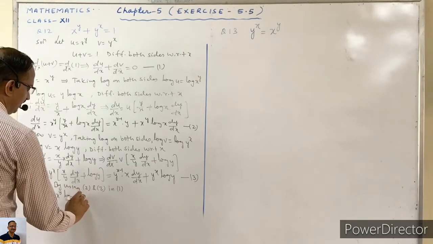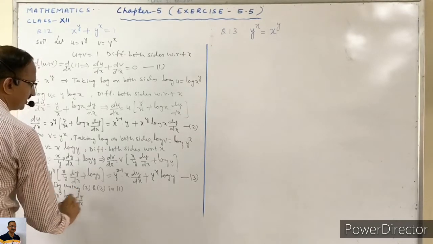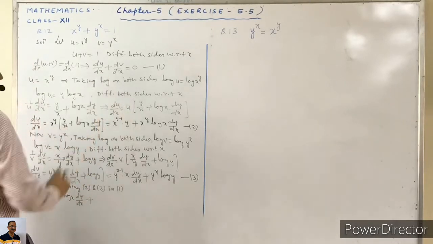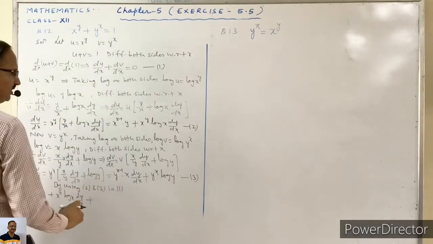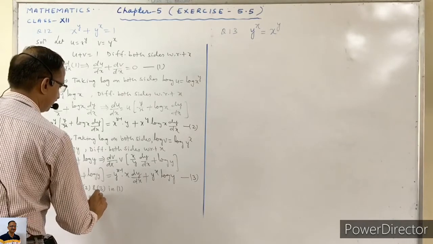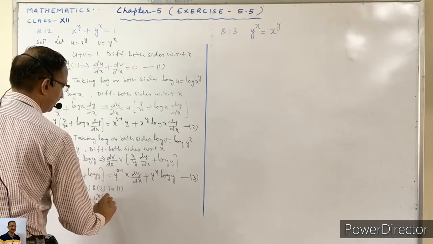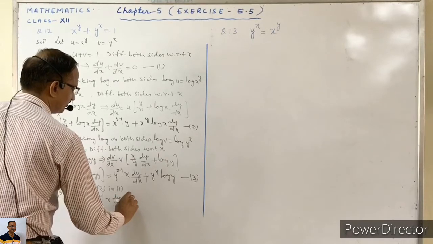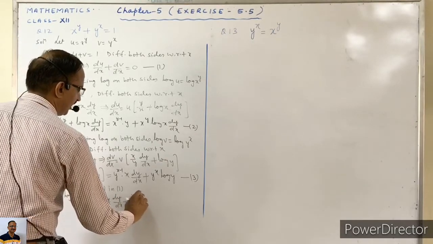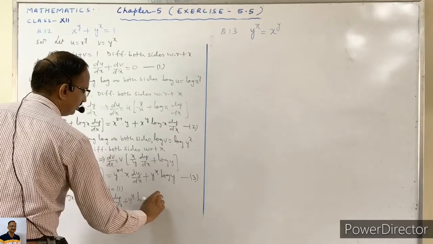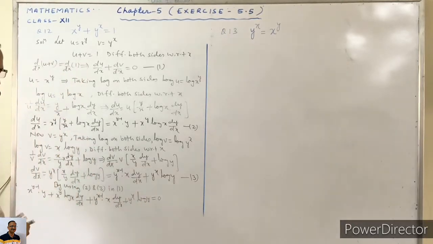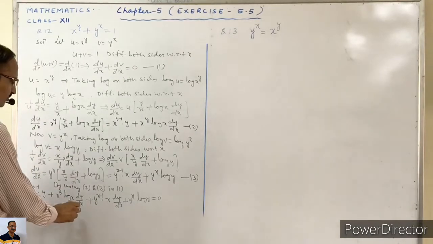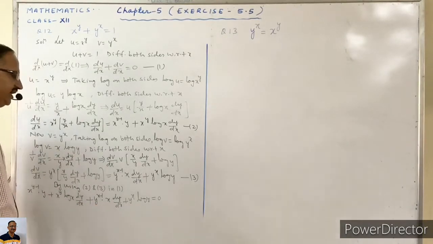x and dy by dx plus the value of dv by dx is from third, this is y raised to power x minus 1 into x and dy by dx plus y raised to power x and log y equals to 0. Now these are 4 terms. Out of these 4 terms, 2 are having dy by dx.